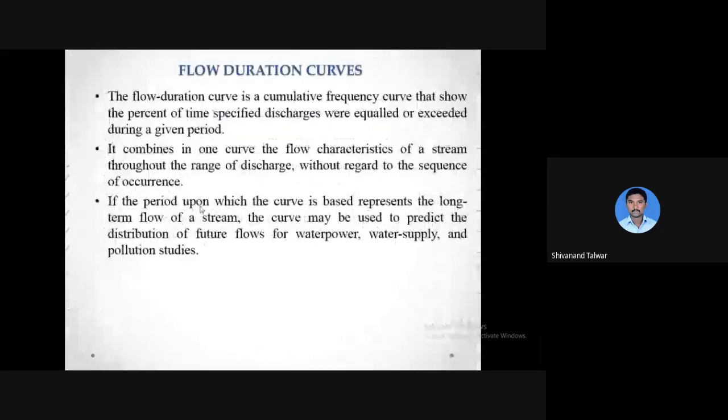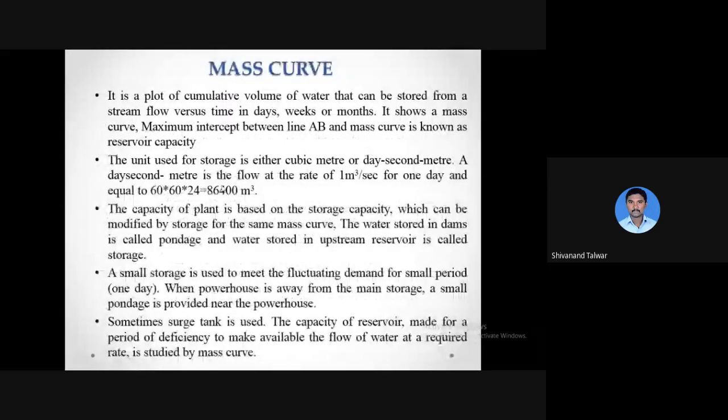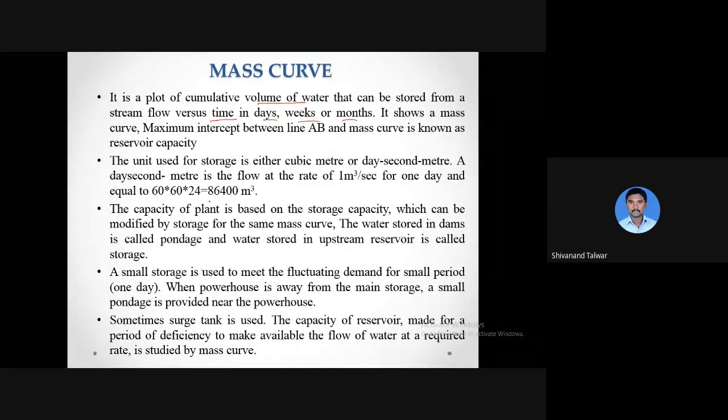Then what is the mass curve? The mass curve is the volume of water versus time in days, weeks, or months. So this will be in terms of volume. If you want the volume for one day, it is equal to 60 multiplied by 60 into 24, that is 86,400 meter cube. This mass curve will be based on the storage capacity.